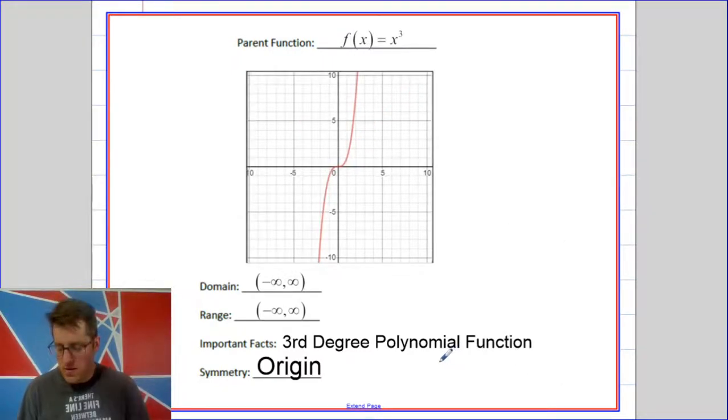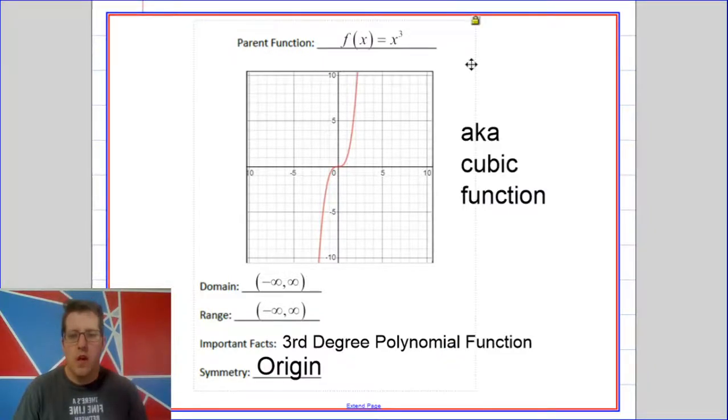Okay, next is f of x equals x cubed, or the cubic function. The way that this differs from the quadratic function is that if you plug in a negative number, you get out a negative number. So for example, negative 2 cubed is negative 2 times negative 2 times negative 2, which is negative 8. So you can plug any number in, and you can get any number out. The cubic is our third degree polynomial parent function, and it is symmetric about the origin.